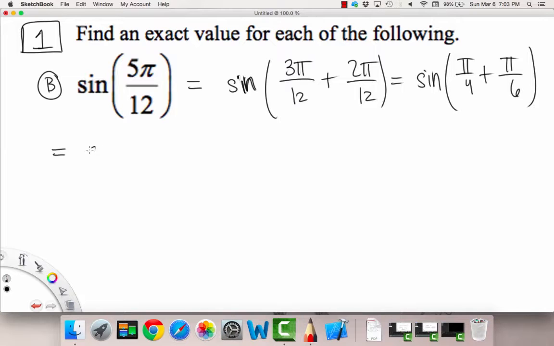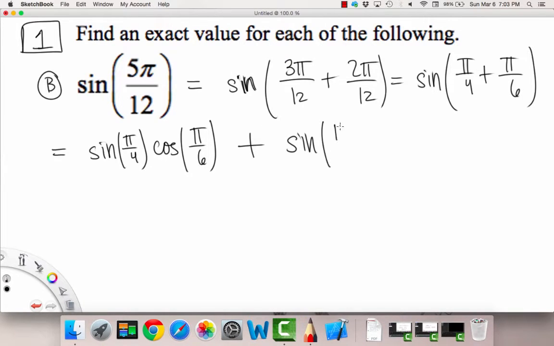So now we're going to break this up into sine of pi over 4, the first angle, times cosine of the second angle. We're going to keep the same sign in the middle because it's sine, same sign. And then we have sine, and we're going to switch those angles, so pi over 6 and then cosine of pi over 4. Okay? So now let's just solve for those.